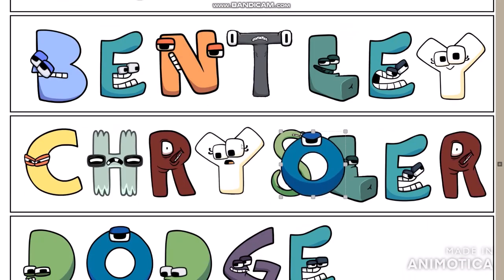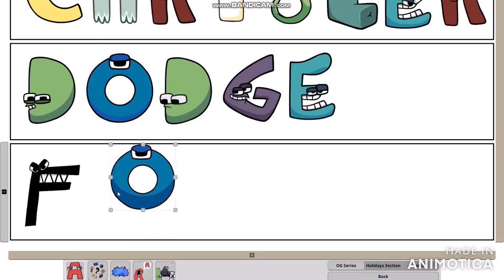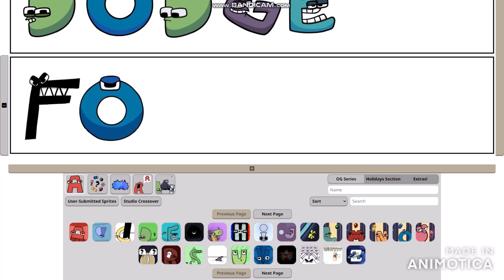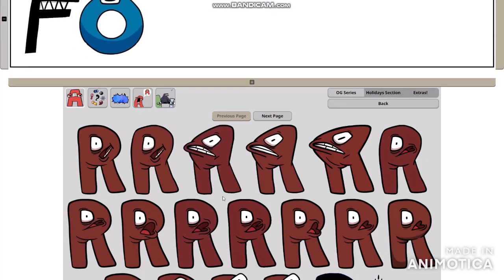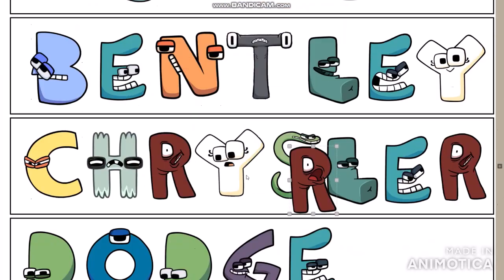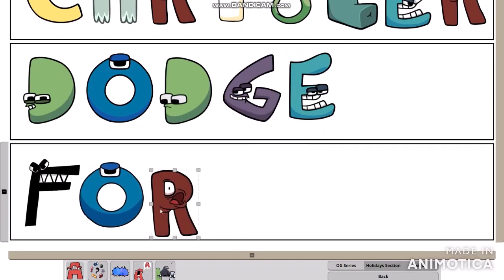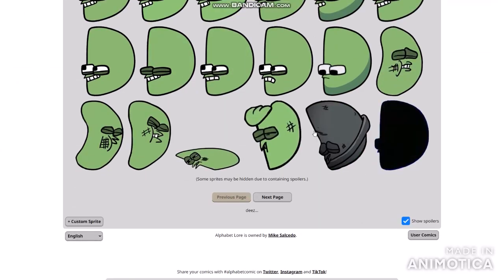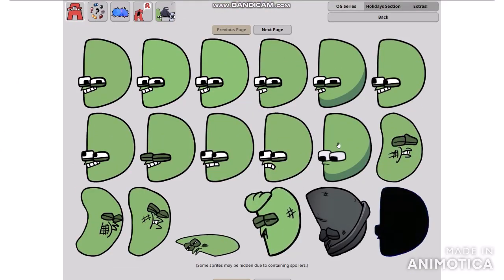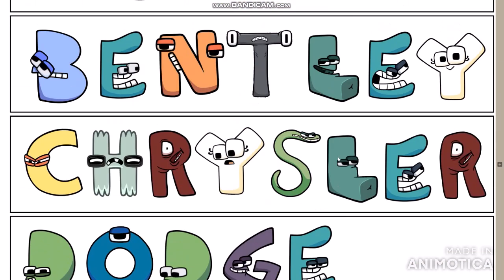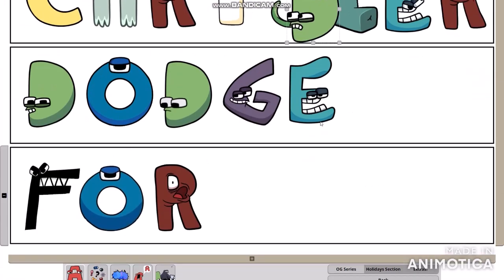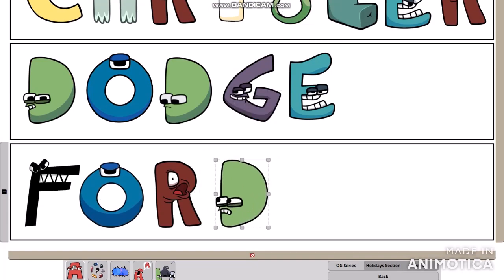And the letter O is angry. And we're just going to try the letter R. I'm going to be choosing Ford, like this one. And the letter D should be right over here, instead of this one. And it was probably like that, a little bit worse.